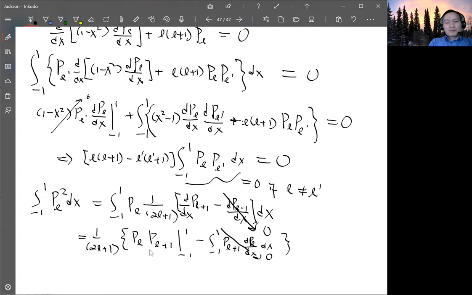Now the first factor. So remember that all the Legendre polynomials at x equals one is one. So the upper limit is one, and when you evaluate the lower limit, that depends on whether L is odd or even, because you are multiplying by L and L plus one. So one must be odd and one must be even. For the even one at minus one is one, for the odd one is minus one. So the product must be minus one, but you subtract minus one, so altogether it is one plus one, so it's two. So this must be equal to two divided by two L plus one.